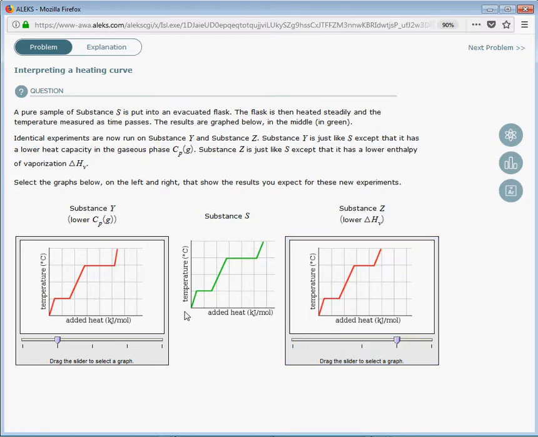If we look at this case, all of the other parts of the curve are identical, but the vaporization curve here is shorter because this is lower. Note that if it had a greater enthalpy of vaporization, this line would be longer, but in this case, the vaporization is lower, so the line is shorter. These are the correct answers for this particular problem.